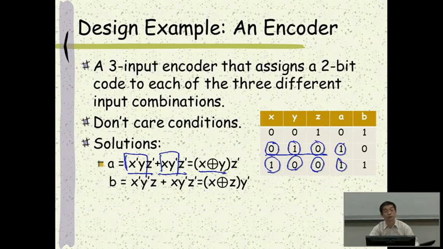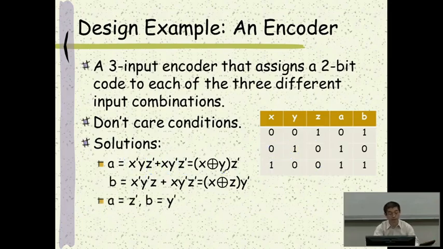So this is one solution. However, we can have another solution here, which is much simpler, using only 2 inverters.